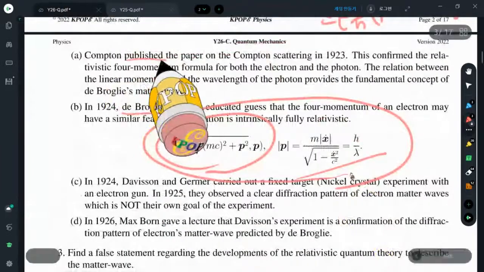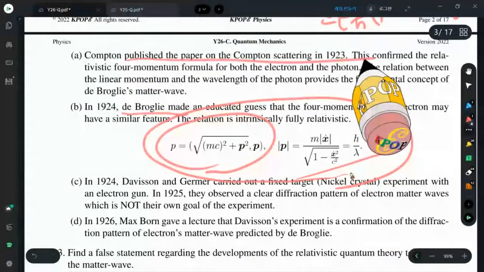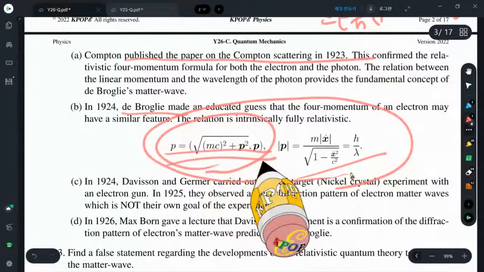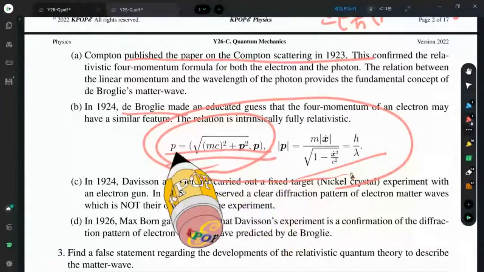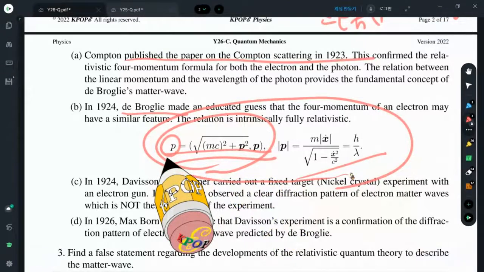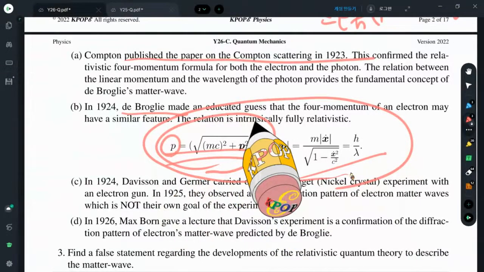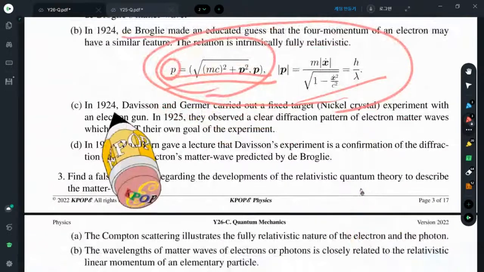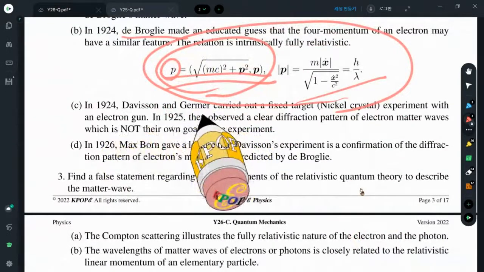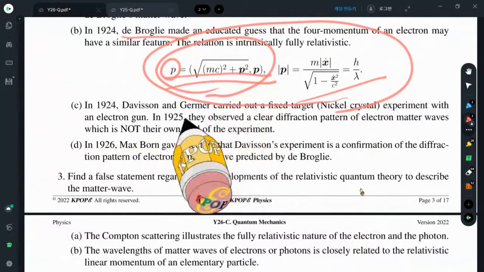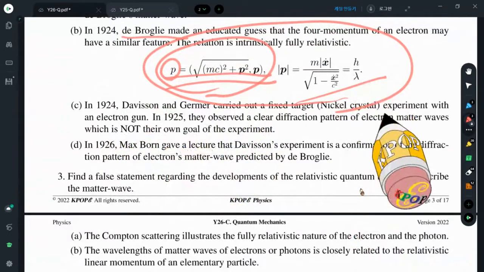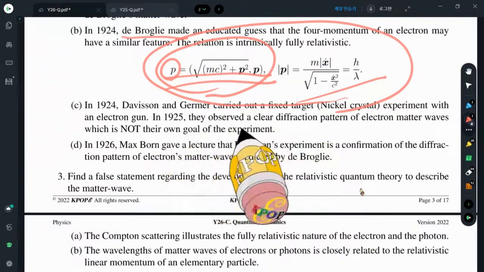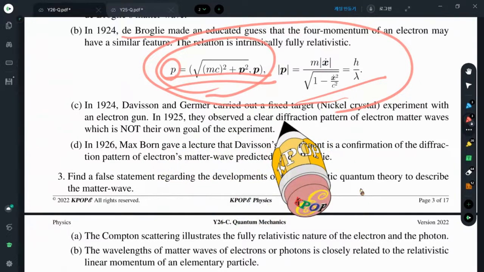And just before, Compton scattering confirmed the relativistic expression for momentum for both photon and electron. And at the same time, Davisson and Germer carried out the experiment to show the fringe pattern of electron scattering. So this is another experimental evidence of the matter wave.